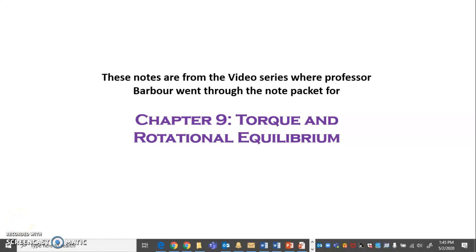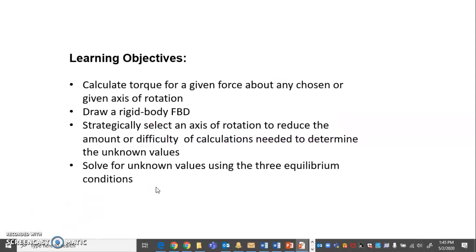Okay, in this video I'm going to start in the packet that you got from the bookstore going through Chapter 9, Torque and Rotational Equilibrium. The learning objectives listed are calculate torque for a given force about a chosen or given axis of rotation, draw a rigid body free body diagram. This is a little bit different than the way we've been drawing free body diagrams in the past because where the forces are located is really important in this chapter.